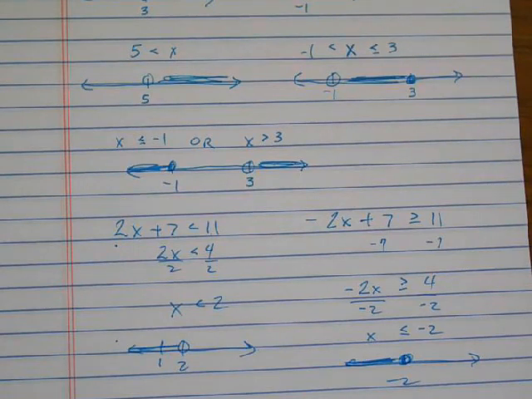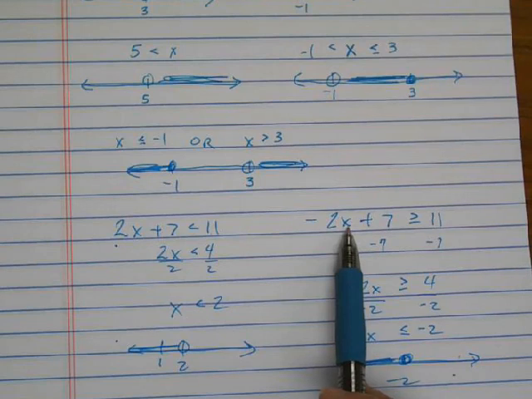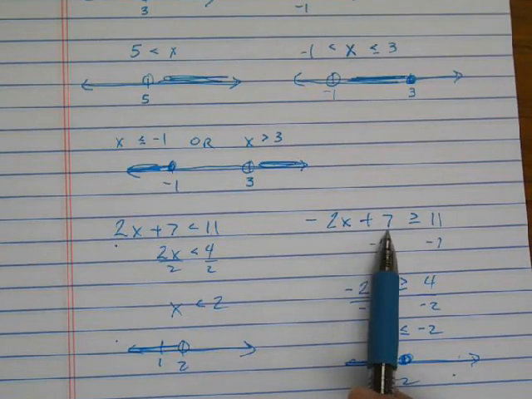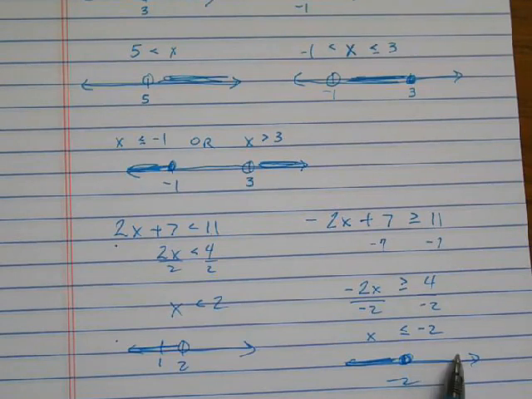If we hadn't reversed the sign, we would have got a solution set that wasn't true. Like if I try the number 3 over here, negative 2 times 3 is negative 6. Negative 6 plus 7 is 1, and 1 is not greater than or equal to 11. So we know the numbers over here don't work. Had we not reversed the sign, we would not get the correct solution. So remember, anytime you divide by a negative number, you have to reverse the symbol.